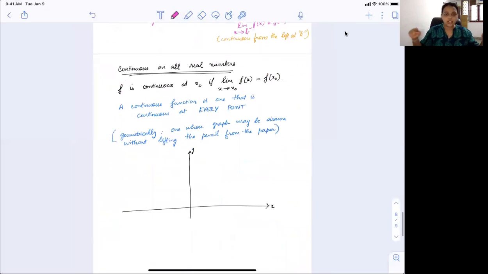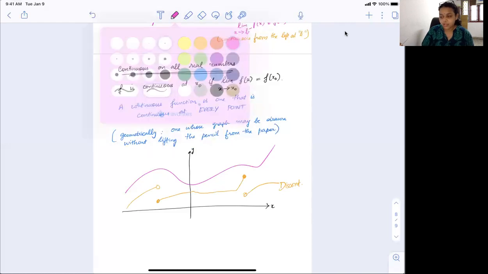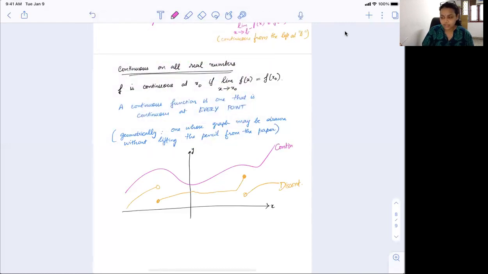Now, if we're talking about continuity over all real numbers, the function is going to be continuous across the entire real number line if you can just draw the function in one smooth fluid motion. So that would be a continuous function. Whereas if I draw something with breaks in it, so if I draw here and stop here, and then start here again and keep increasing, and then stop there and jump again, this is discontinuous. If it has a jump or a break, it's discontinuous. If you can draw the function in a smooth fluid motion, it is continuous.